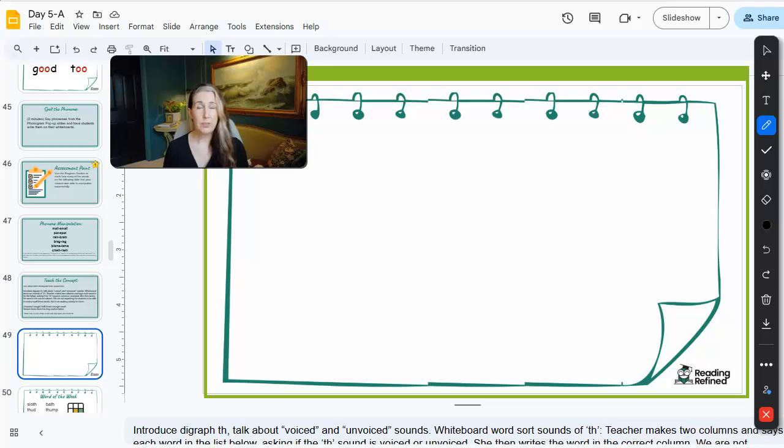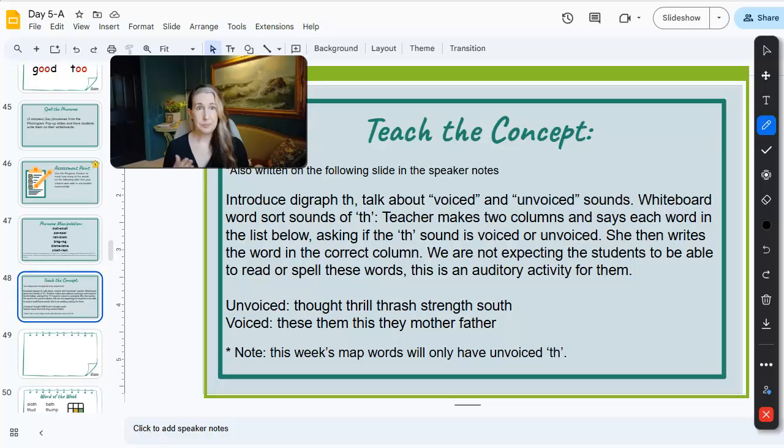And one way to do that, which is outlined in the instructions, is to make a little T graph here and have the kids hear the difference between voiced and unvoiced. Those instructions are here on the teacher card ahead of the lesson, and you can see here are the words that you can use are thought, thrill, thrash, strength, and south for the unvoiced version. Now remember, we're not expecting the students to be able to read these. This is just an auditory activity, although you will write the words in the T graph.